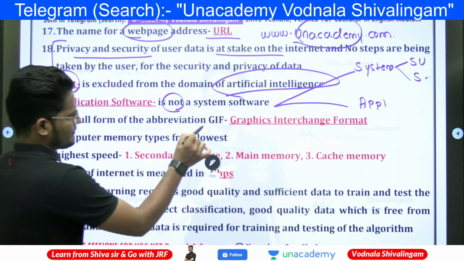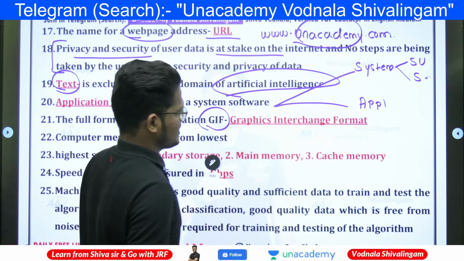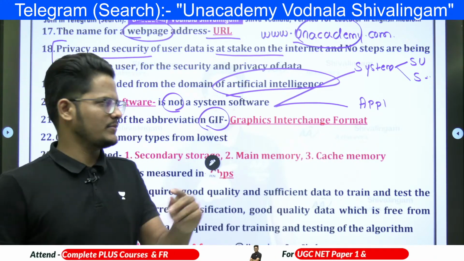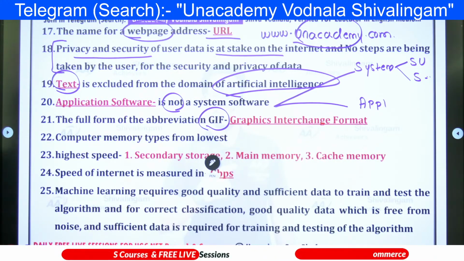The full form of GIF is graphic interchange format. We can see GIFs in WhatsApp, Facebook, Telegram, Instagram. GIFs are available everywhere, even in Unacademy also.